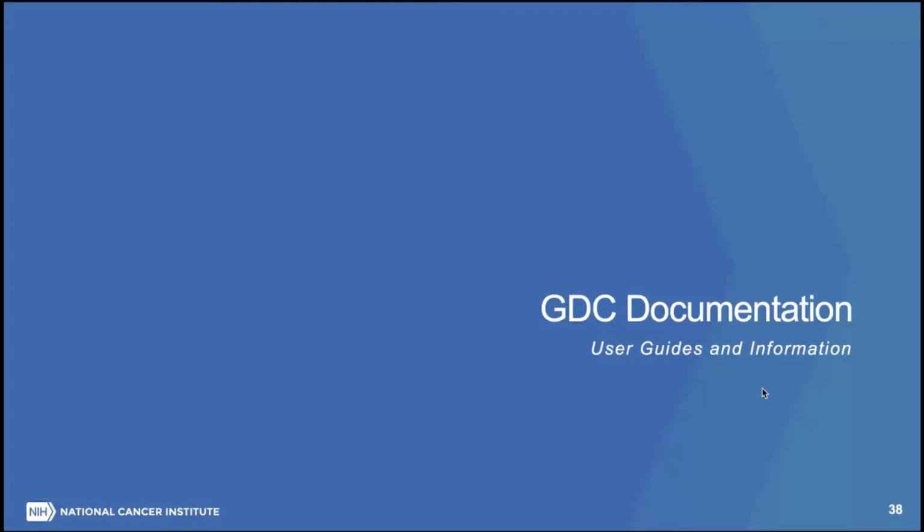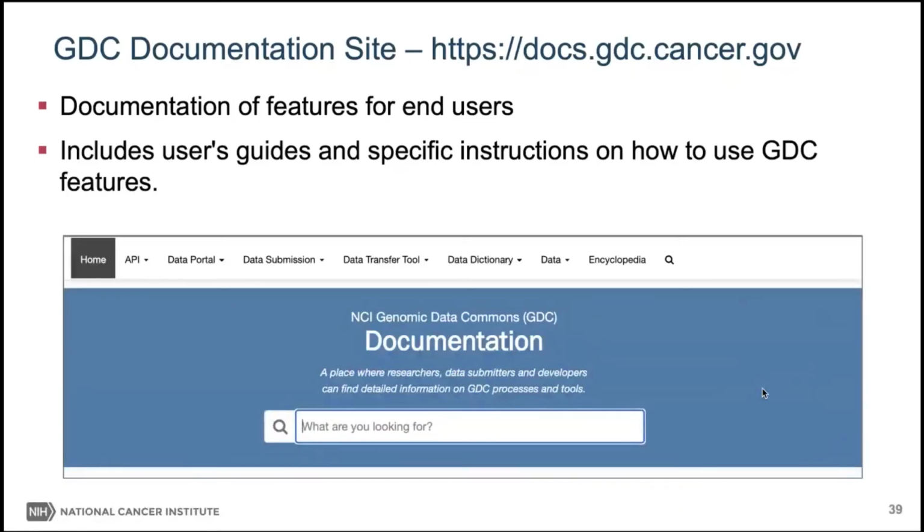And the last thing I want to go over really quick, for anyone who's interested, is GDC documentation. There are two main sites. The first is the GDC documentation website. This is a user guide. This is documentation of features, how to use them, how specifically certain data types are processed, and we have it divided into the many features: API, data portal, data submission, etc. And all of our release notes are here too. So if you're wondering about any of that, docs.gdc.cancer.gov.